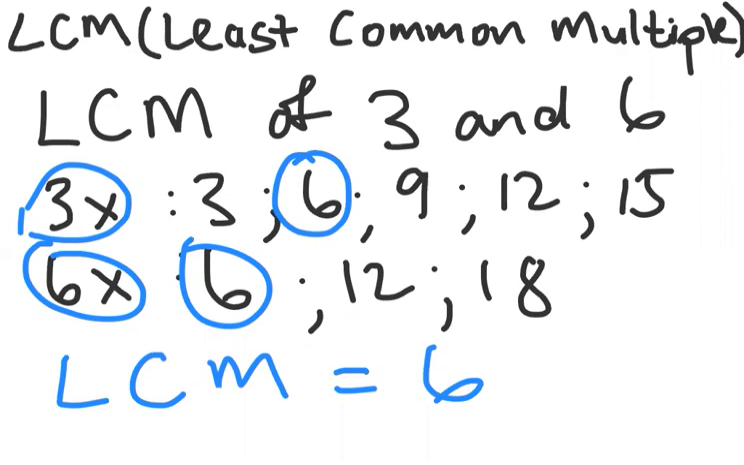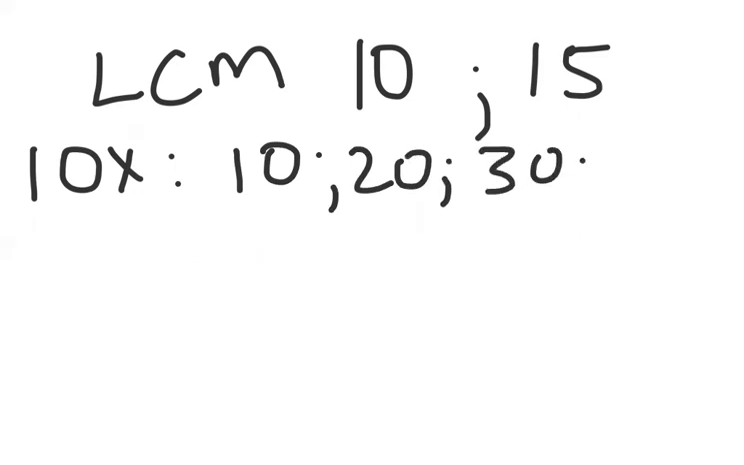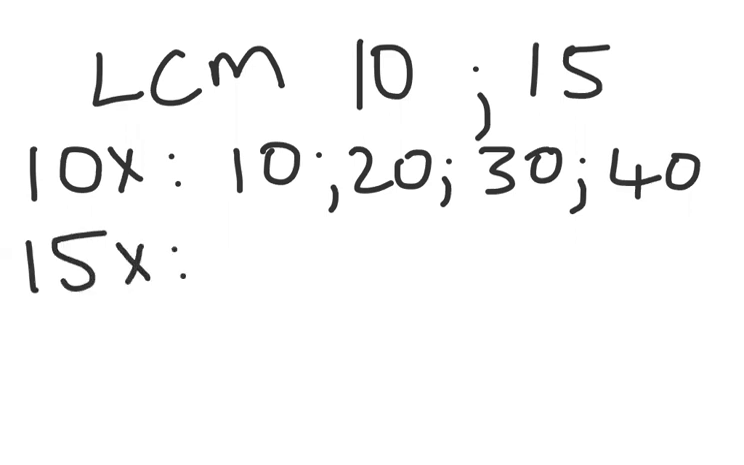Okay, let's look at another example. What is the least common multiple of, let's say, 10 and 15? So again, write out the times table. The 10 times table gives us 10, 20, 30, 40. And continue, I'm just going to stop there. The 15 times table, you start with 15, 30, 45.